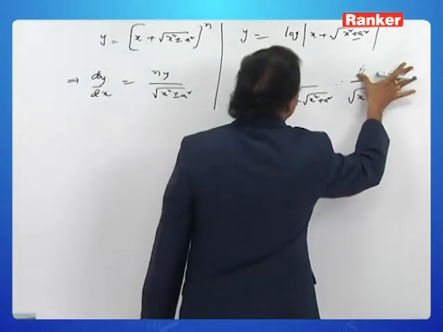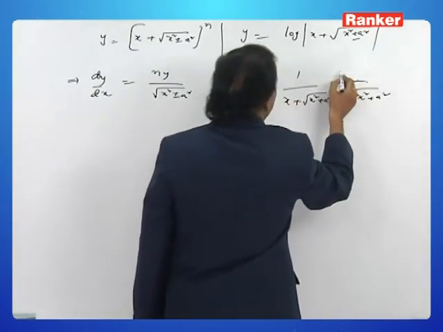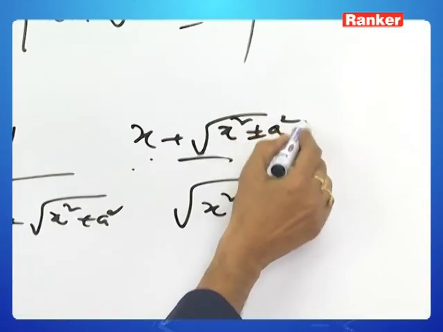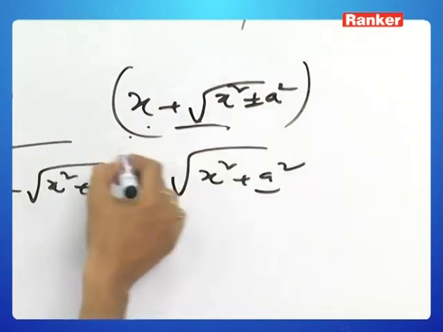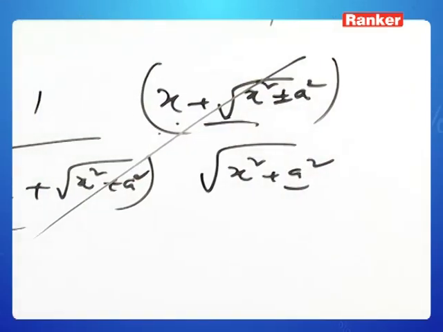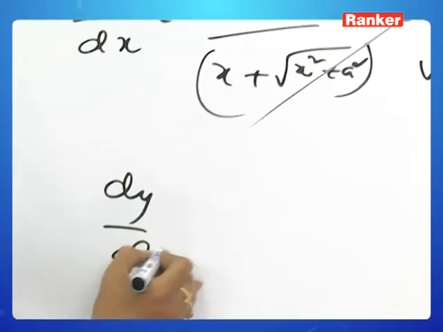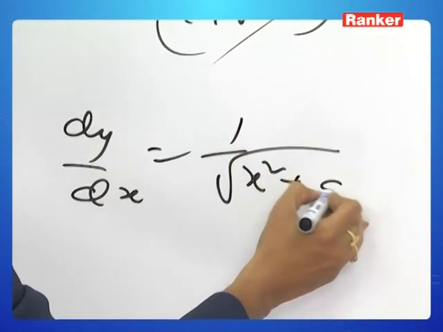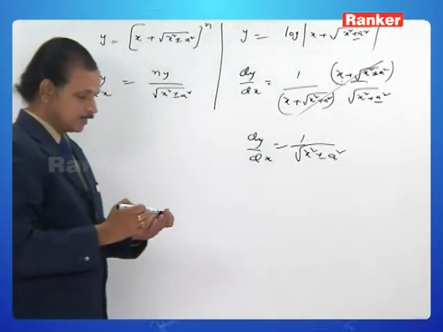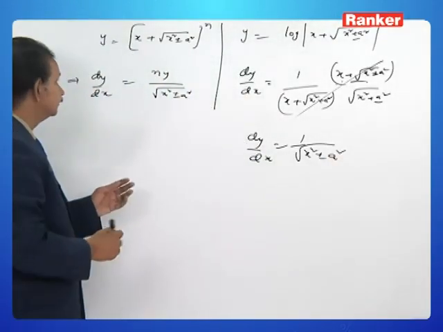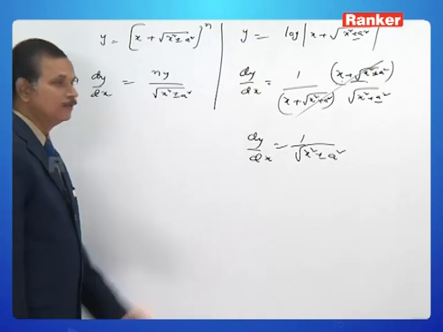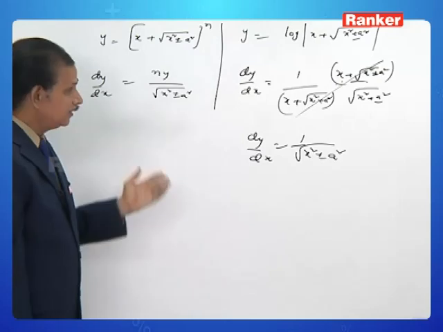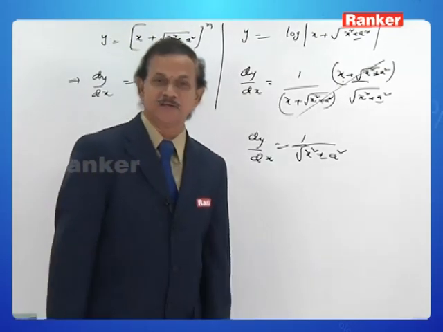x plus root of x square plus a square. This and this are going to be cancelled, leaving you dy by dx equal to 1 by root of x square plus or minus a square. So it is quite possible to reuse this answer there, and these are very famous derivatives.